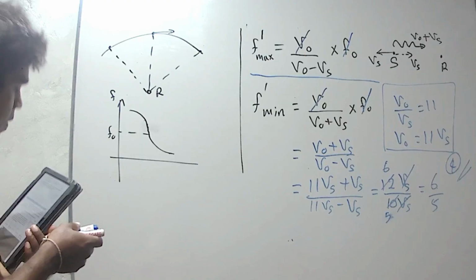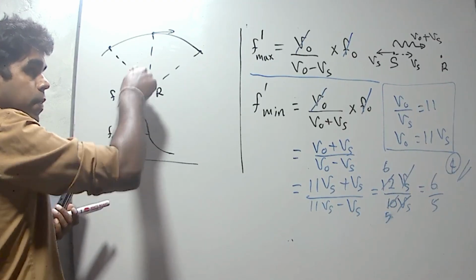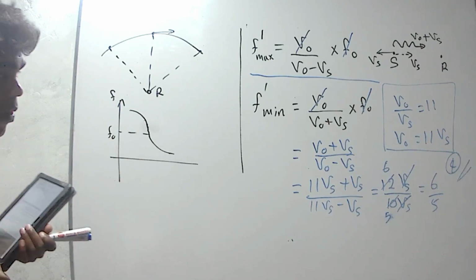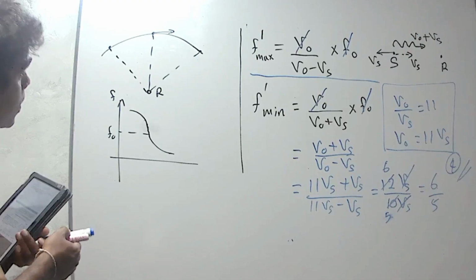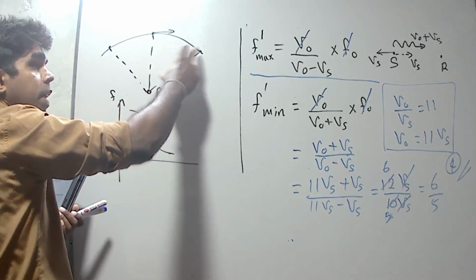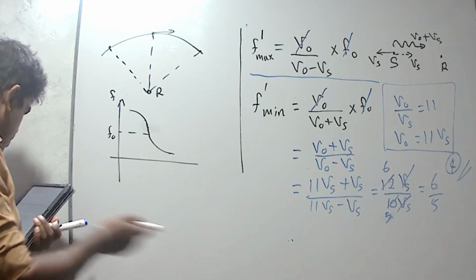When getting the answer, we have to consider that the receiver is not at the center. If the receiver is at the center, there is no change of apparent frequency because there is no change of distance between receiver and source. Then the answer is 5.